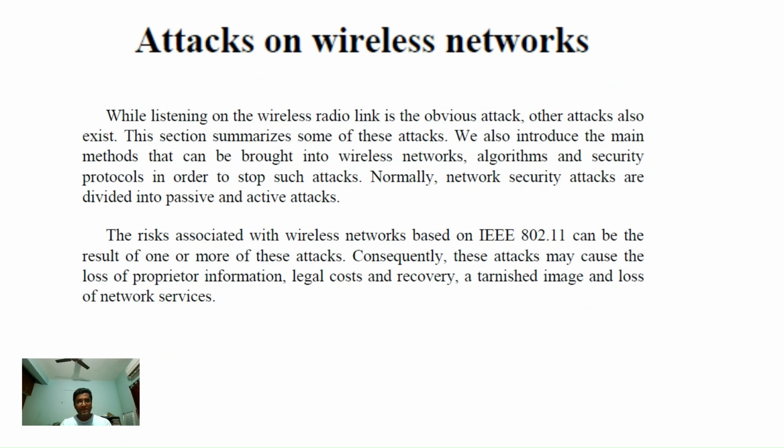Now, the attacks on wireless security. There are multiple attacks which happen on wireless security. Network security attacks are divided into passive and active attacks. These are the two kinds into which they can be bifurcated. So we are going to see how these kinds of attacks are classified.